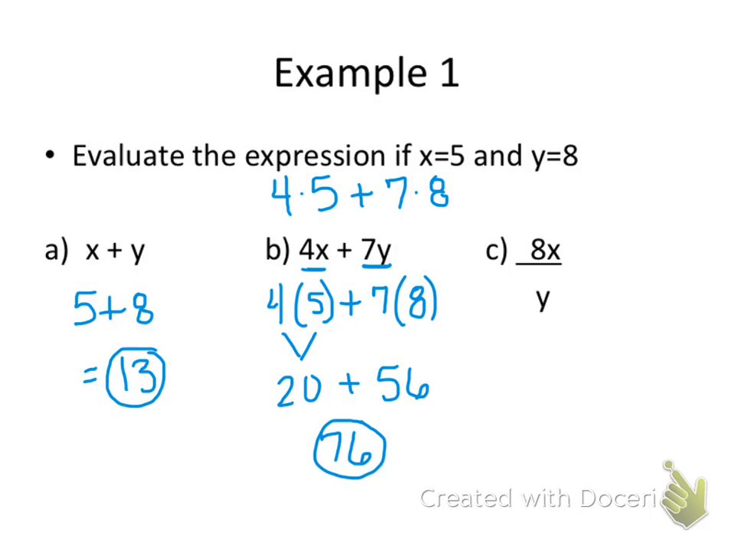Okay? So for part C, we want to substitute in, again, I'm comfortable with the parentheses, so I will use 8 times the 5, which is the x, put the fraction bar, and substitute in the 8. When we do these types of problems in order of operations, we know that we want to simplify the numerator and then divide last. So 40 divided by 8 will equal 5.